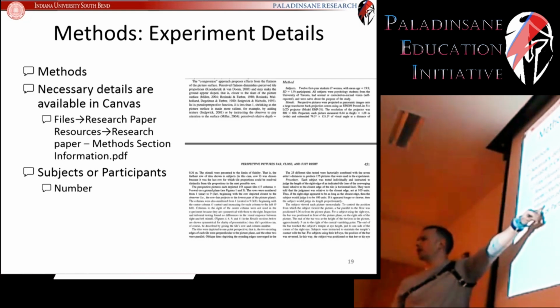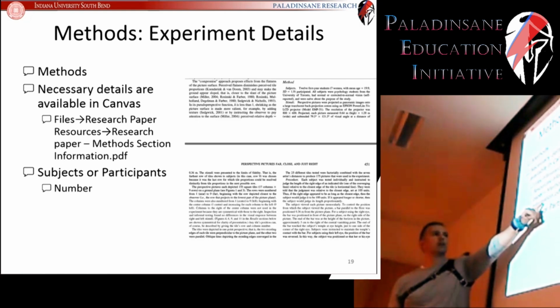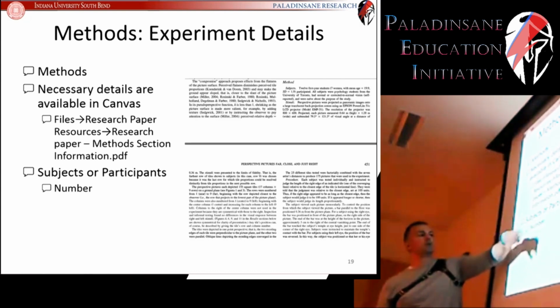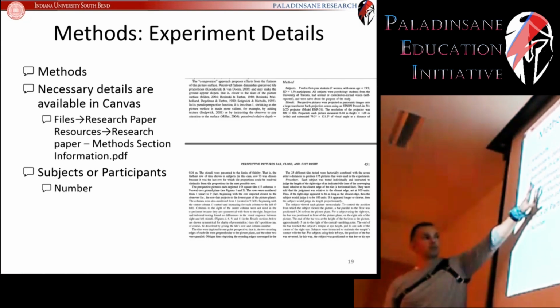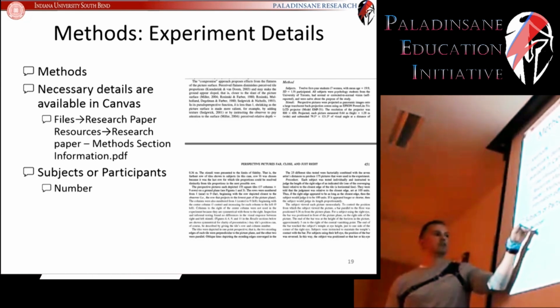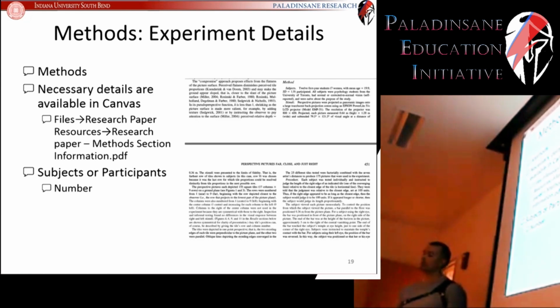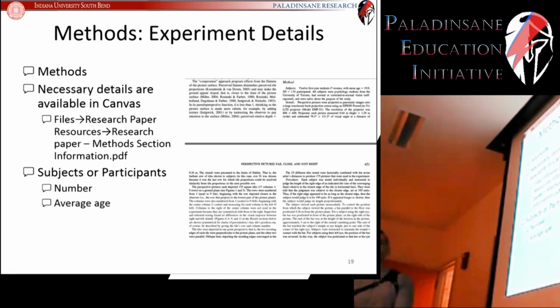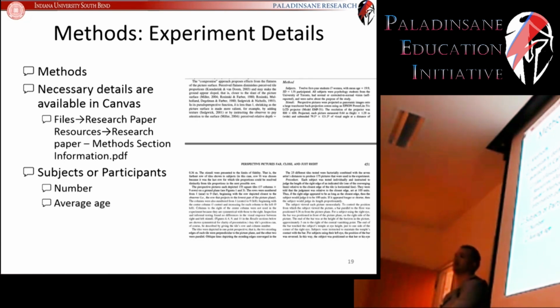I believe it's 181, including everyone here. So that is included there. So make sure that as you're going through, you're referencing this for the information that you don't have, because you need to report the number of subjects that you used. You need to report their average age.